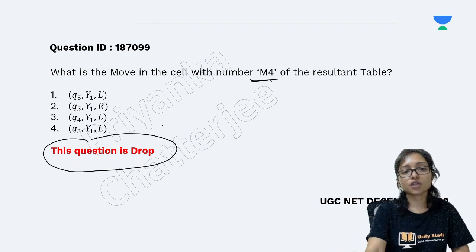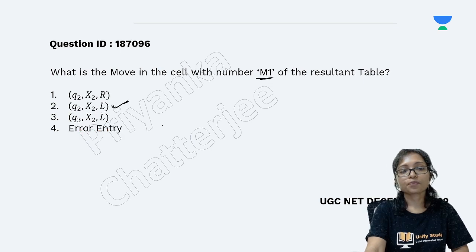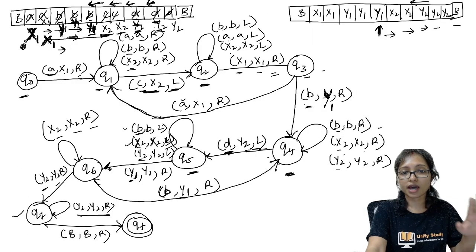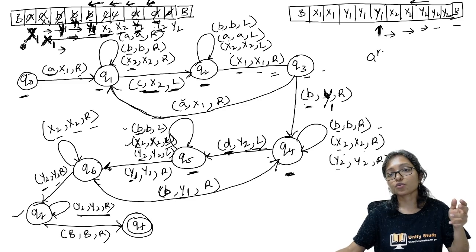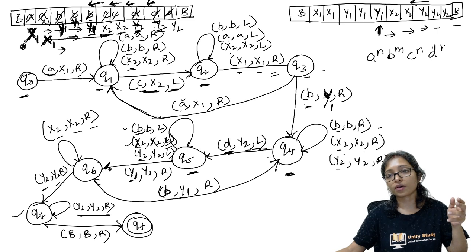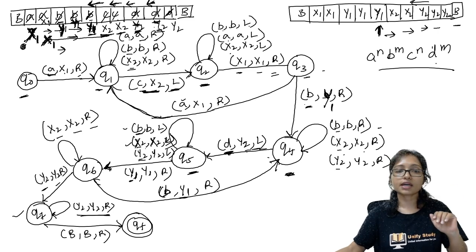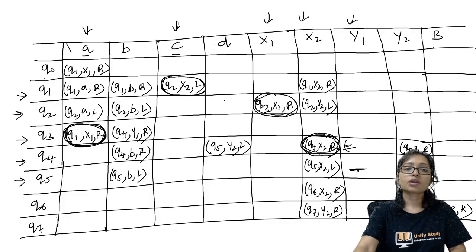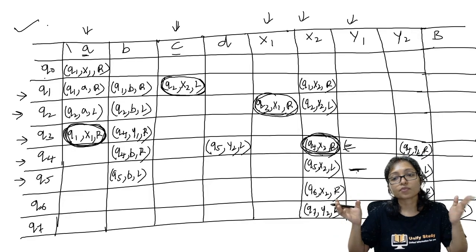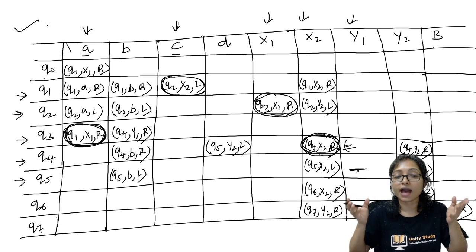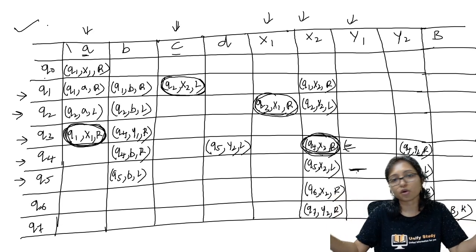Actually this is your correct question. This should be your correct diagram. How to draw the diagram for a to the power n, b to the power m, c to the power n, d to the power m. This is your ultimate correct diagram, how it will work, and this is your ultimate correct table, how this is working, and in that way only you have to solve the Turing machine problem.